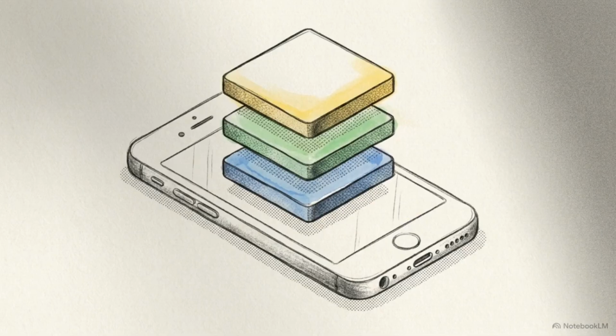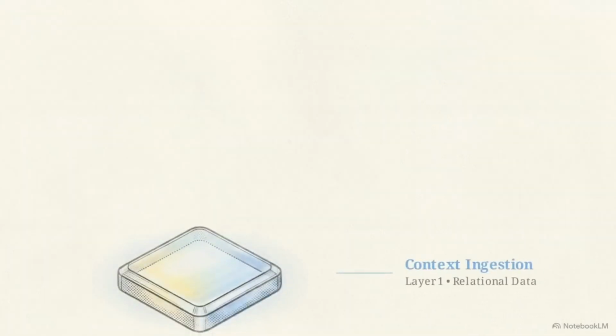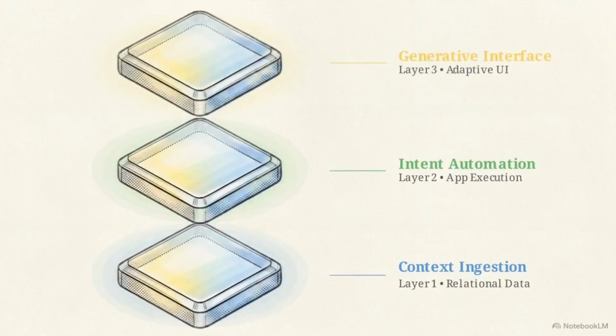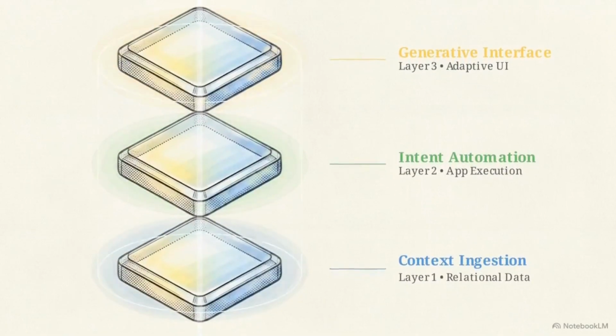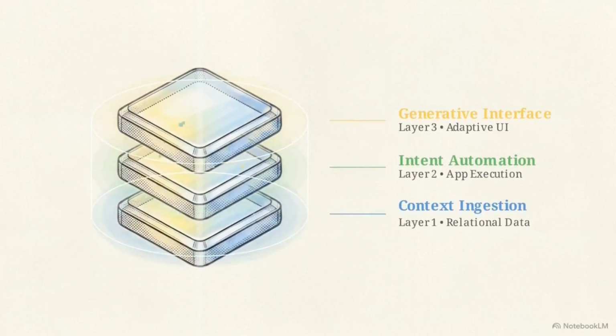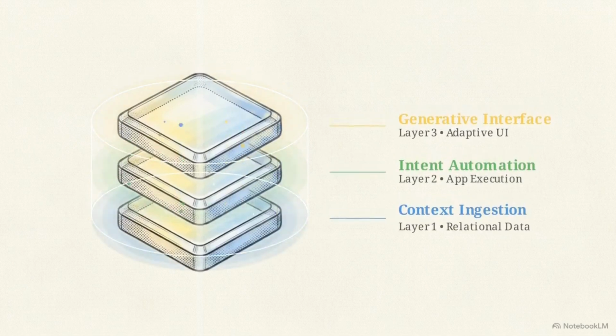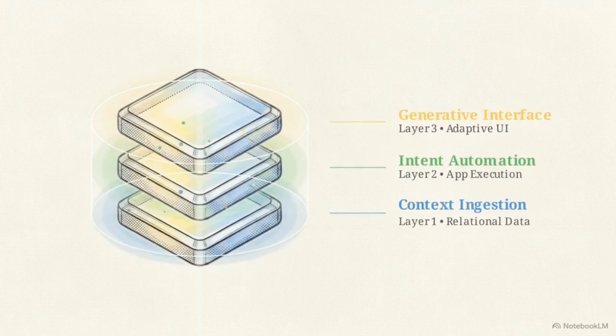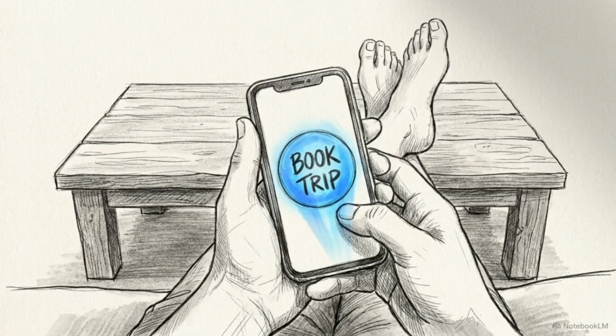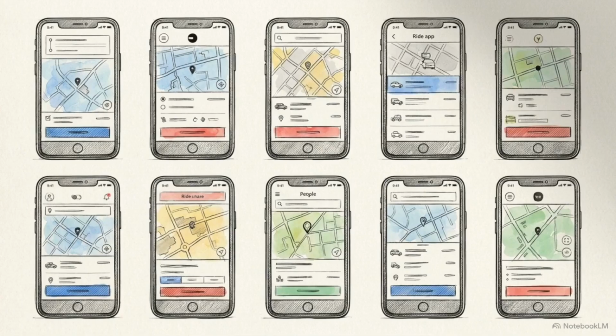When we combine these three layers, context, execution, and interface, we see a complete architectural shift. This 3D model shows the stack in action: blue for ingestion, green for execution, and yellow for the generative interface. A single prompt triggers a cascade through all three layers simultaneously, connecting user intent to automated action. The OS now assumes the burden of the intermediate steps, leaving the user to simply define the desired end state. The challenge moving forward is ensuring these agents can navigate third-party apps, even as those apps change their designs and code.